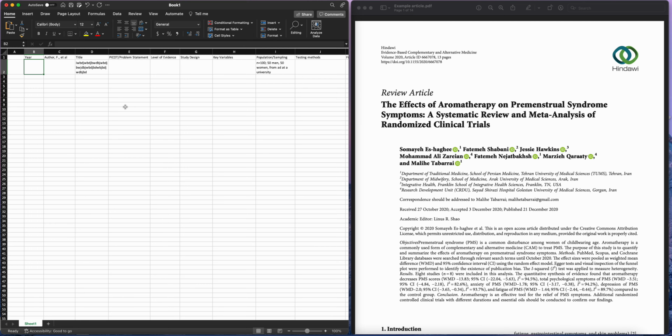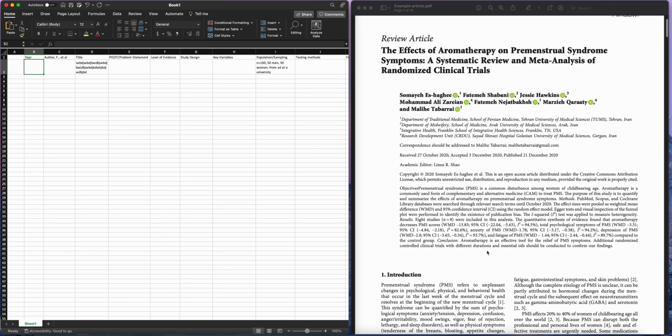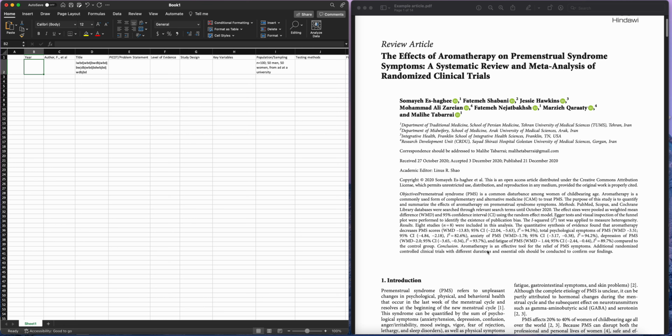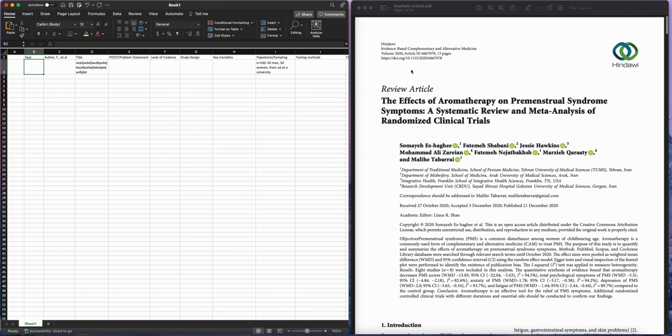All right, so the year of the article, right there. So 2020. The author, we're going to go with Eshaghi. These are all Iranian people somehow. I feel like Iranians just constantly do research because there's nothing else to do in Iran. And then et al.